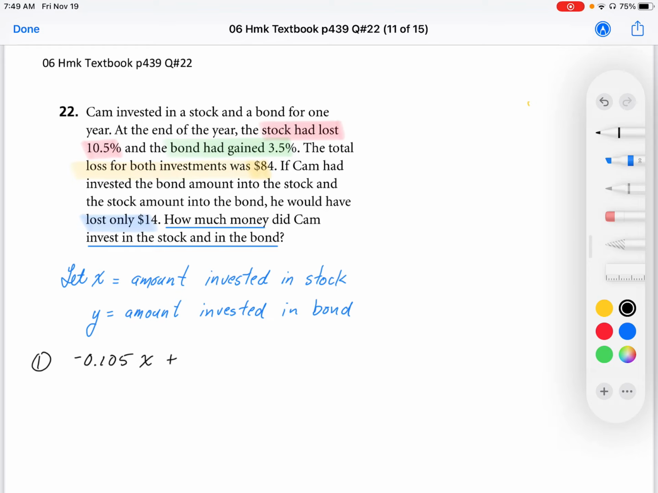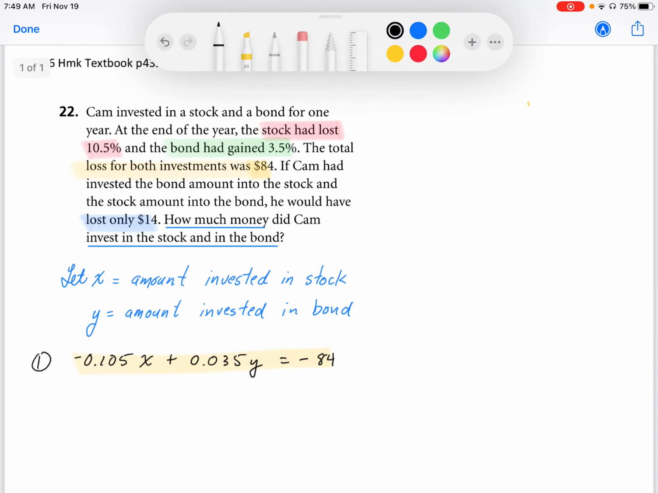And to that, we're going to add 3.5% that we gained, so it's going to be 0.035. And we gain that in bonds, so we need to multiply that by the amount in bonds, Y. And then that total was a loss, so it's got to be negative $84. So that first equation is based on that yellow highlighted statement. We need to then come up with a second equation, based on that blue highlighted statement.